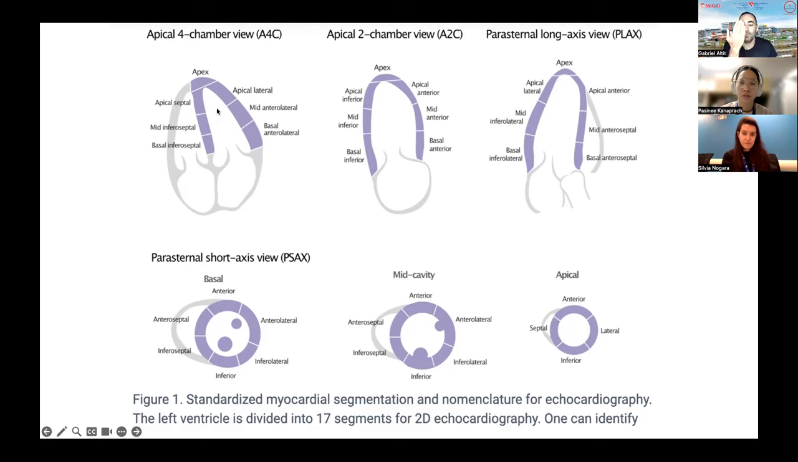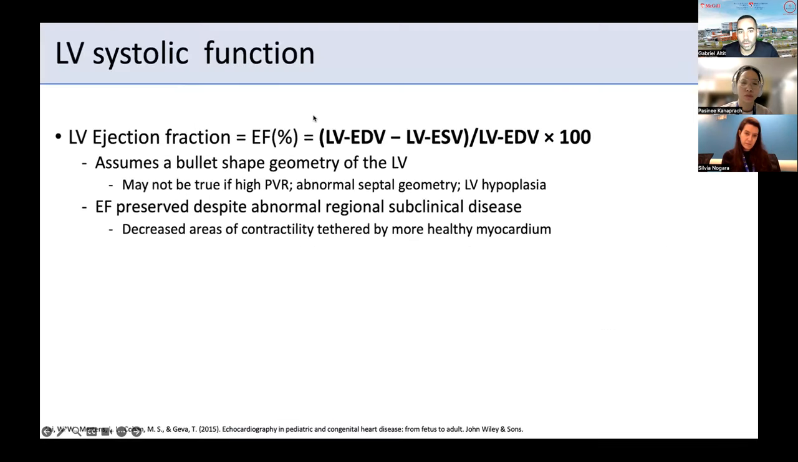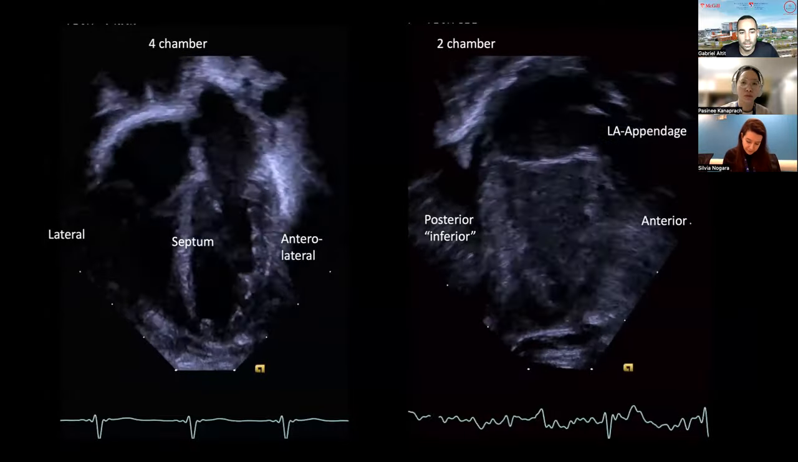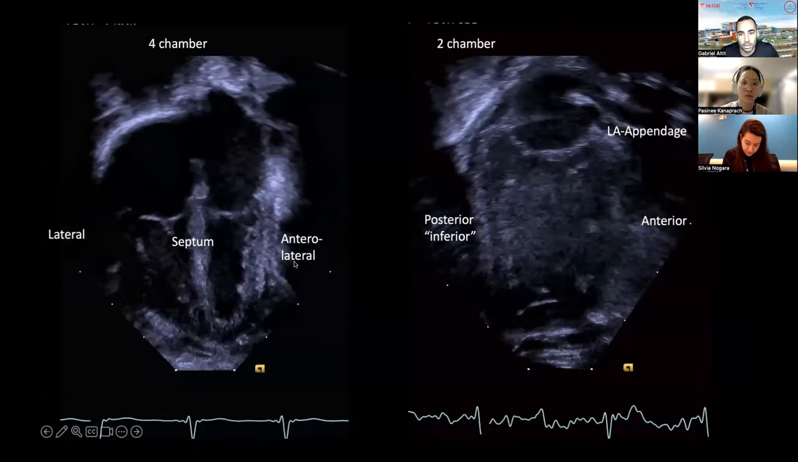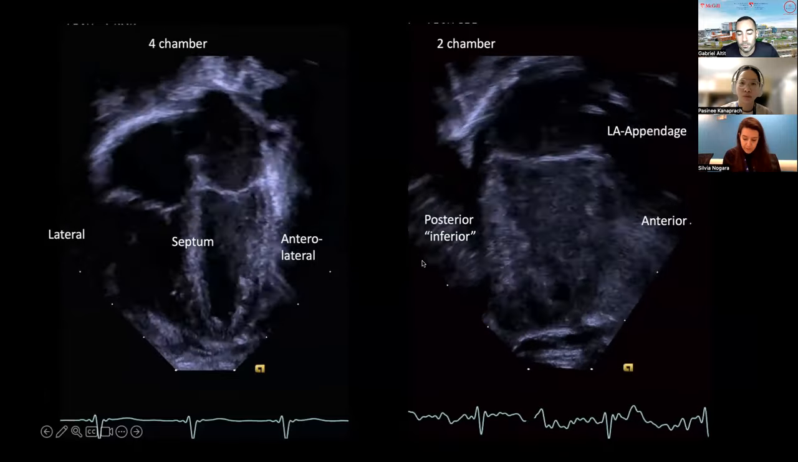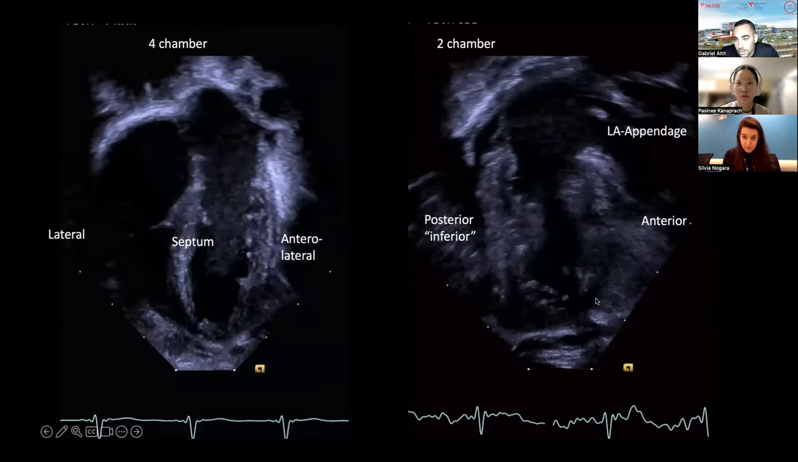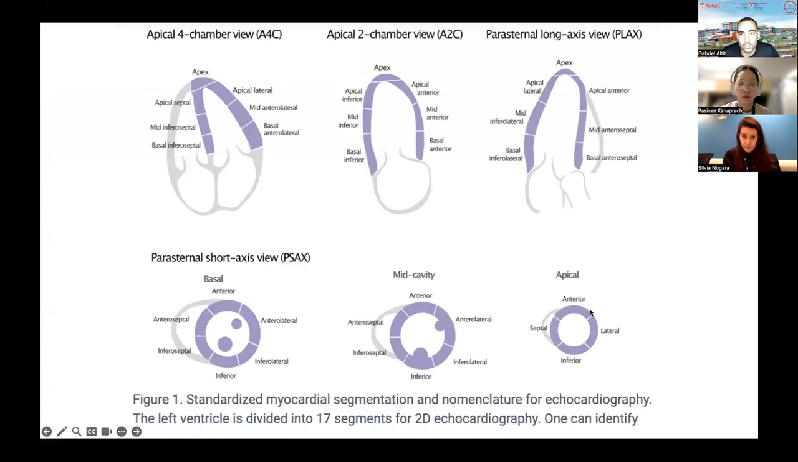Now, if you're looking at different views, you're looking at different walls. So here we're looking at the septum. And here, you remember, we're looking at the anterior lateral wall. I mentioned it here. This is the anterior lateral wall. This is the posterior or inferior wall. And this is the anterior wall. So if you go in your two chamber, this is going to be what we call the inferior wall, and it's going to be the anterior wall. That's why sometimes it's called the inferior lateral, and this is called the anterior septal wall.